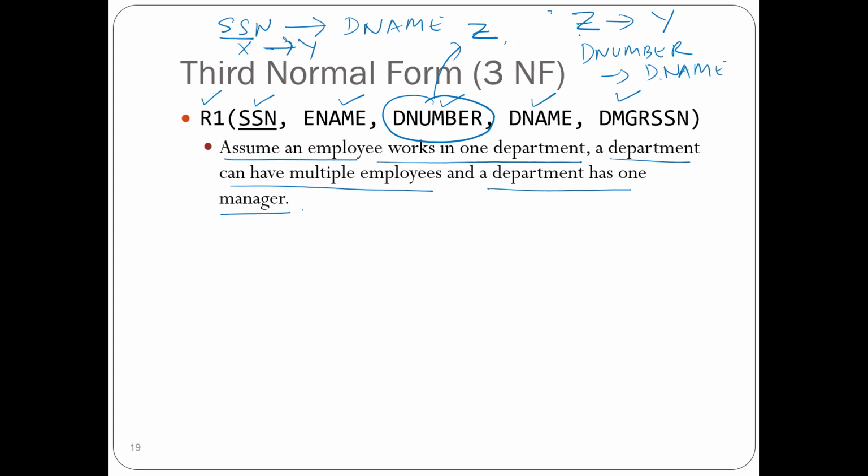Right? But what? This Z, I also have X to Z. What is X to Z? Social security number to D number and D number to D manager. So D name, right? So in fact, we do have the transitive functional dependency here. And because of the transitive functional dependency, this is not in third normal form. We need to fix it.